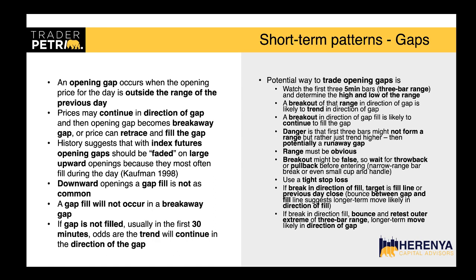Right? So history suggests that with index futures, opening gaps should be faded on large upward openings, as they most often fill during the day. So index futures, Dow futures, S&P futures, Aussie futures, whatever they are, if there's a large opening gap, with those 24-hour markets, mostly that would probably be in the early hours of Sunday morning or Monday morning, because after the market had been closed over the weekend, if there's a very strong or very large upward gap, then usually those could be sold into, as Kaufman's research in 1998 shows that more often than not those gaps close during the course of the day.